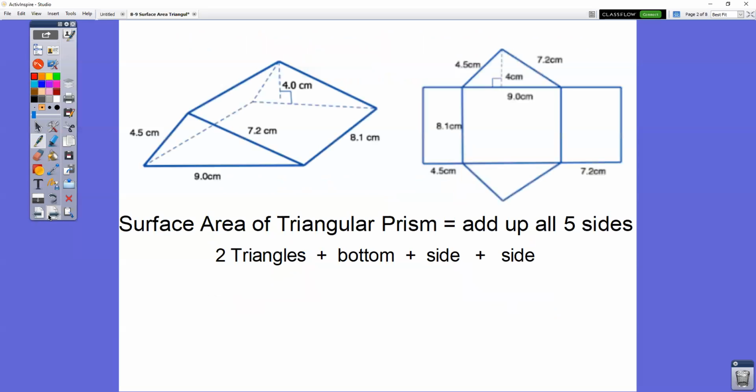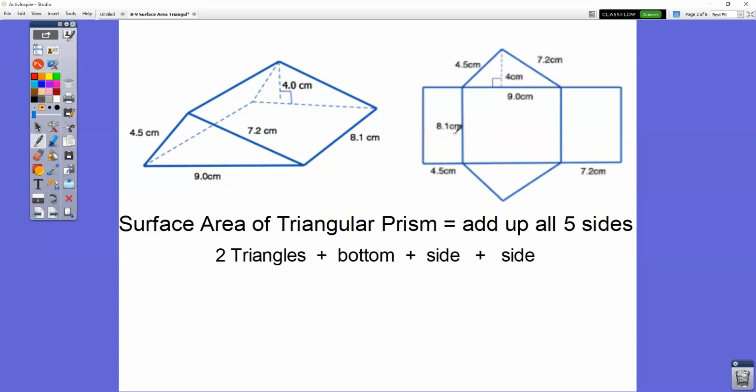So when we're looking at these, the easiest way that I think to do these is that each triangular prism has 5 sides. If we sort of unraveled or unfolded this triangular prism, it would form this shape. Notice that you have 2 triangles. Those 2 triangles are exactly the same. In every single problem, the 2 triangles will be exactly the same. So when you find the area of one triangle, you're automatically finding the area of the other triangle as well.